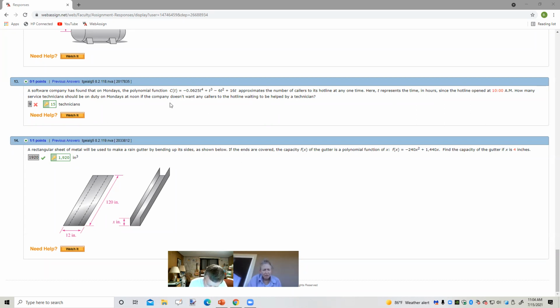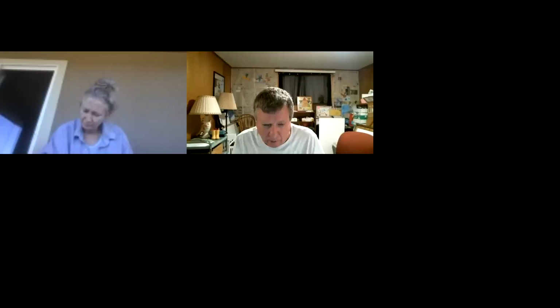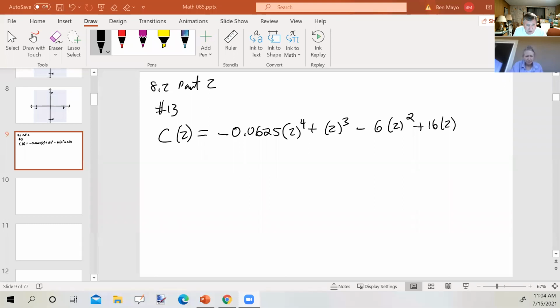Okay, so I got the 2, but I didn't get the question right. Well, let's take a look here. It shows you came up with 9. Let's see what's going on. So it's negative 0.0625 times 2 to the 4th power plus 2 to the 3rd power minus 6 times 2 squared plus 16 times 2. Let's take a look at the whiteboard. Did I copy that correctly? Yeah, okay.